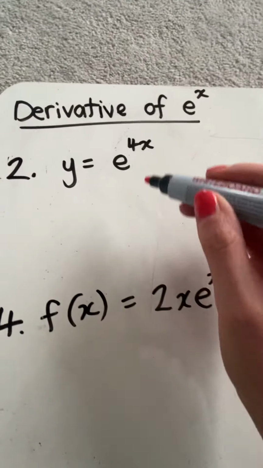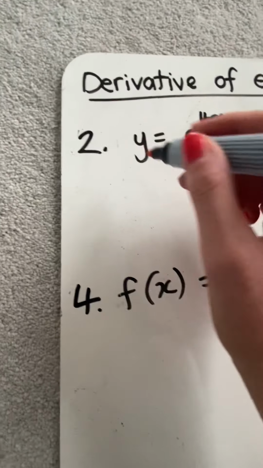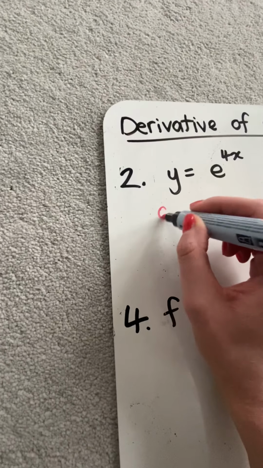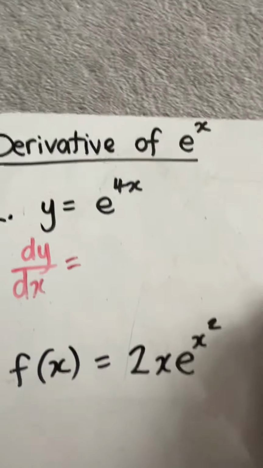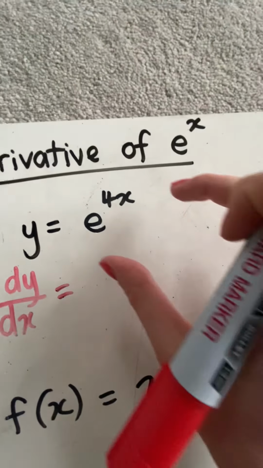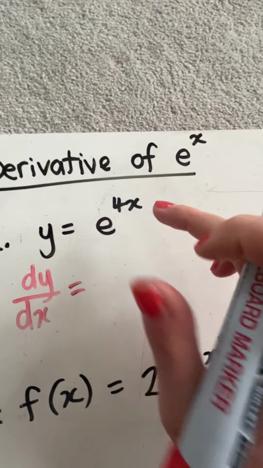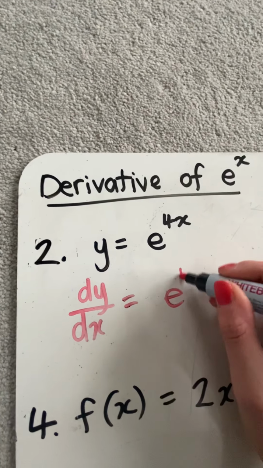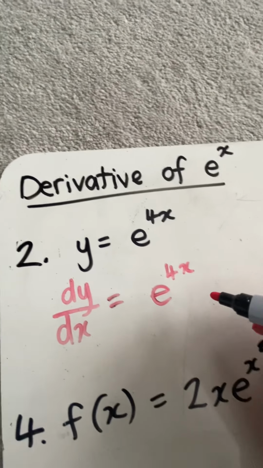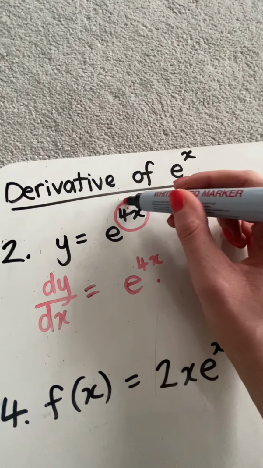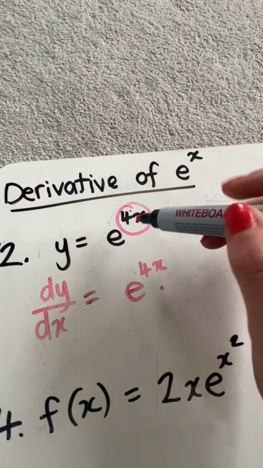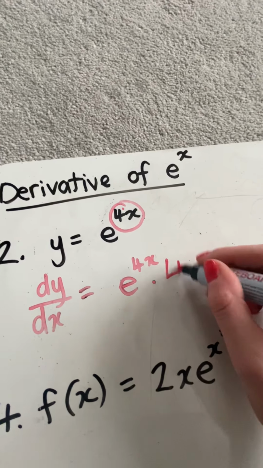Okay, so to differentiate any exponential, first of all I'm differentiating y, so what I'm going to write in here is dy by dx. If you're going to differentiate an exponential, that exponential always stays the exact same. And what we're going to do is multiply by the derivative of that power. So if you differentiate 4x, you're just going to get 4.